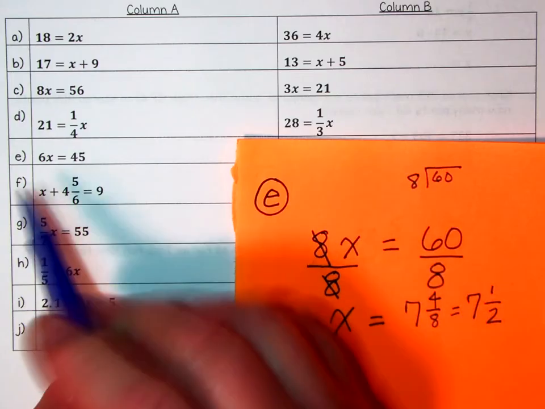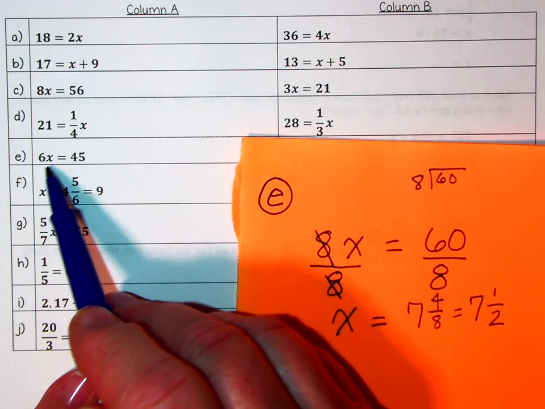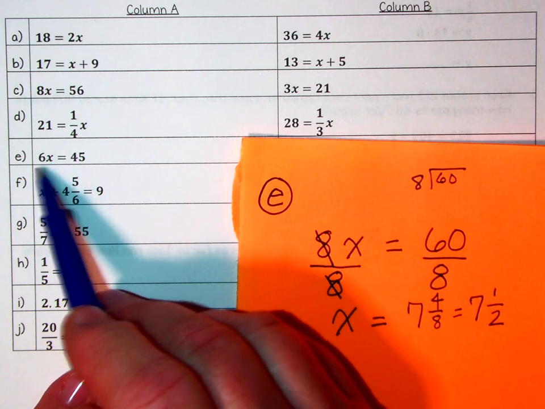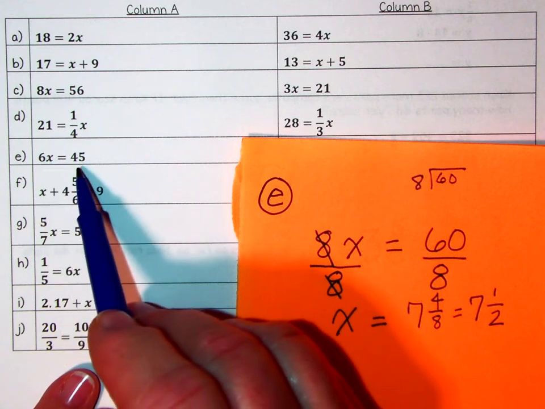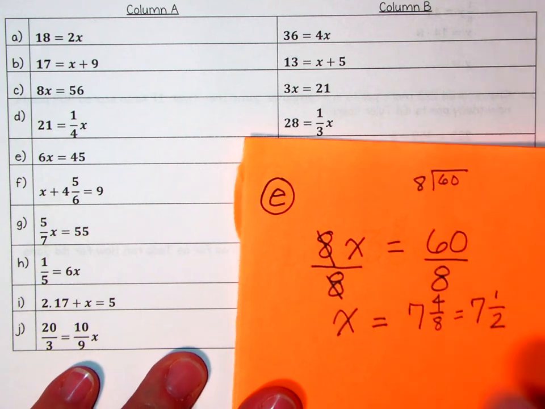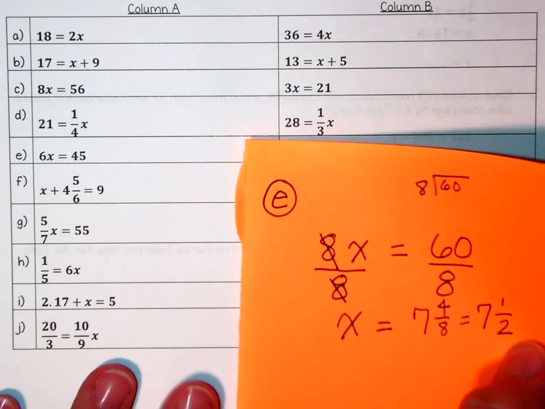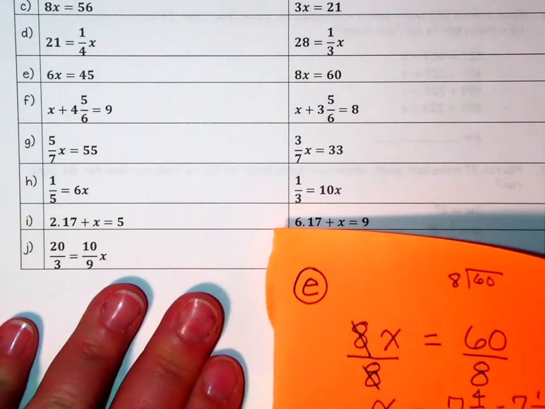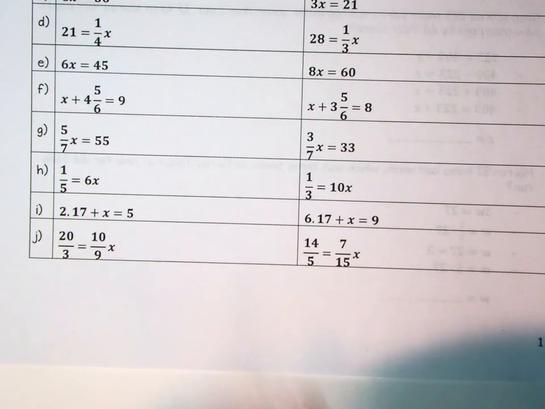So in your problem, you have 6x. To get 1, you have to divide by 6. You divide 45 by 6, and you should still get 7 1/2 as your answer. All right, let's move up to F. Go ahead and do problem F.